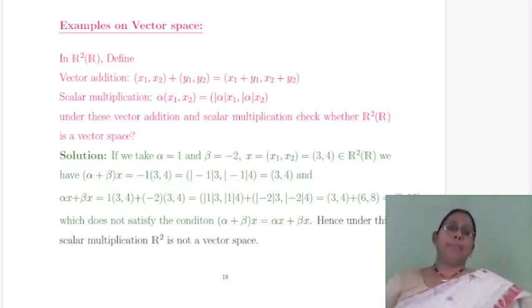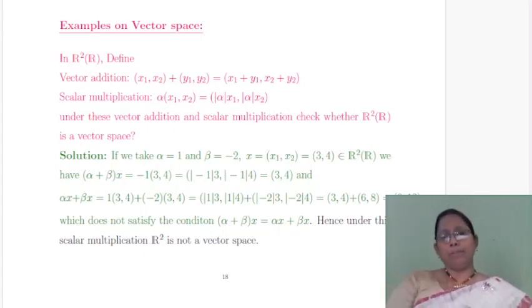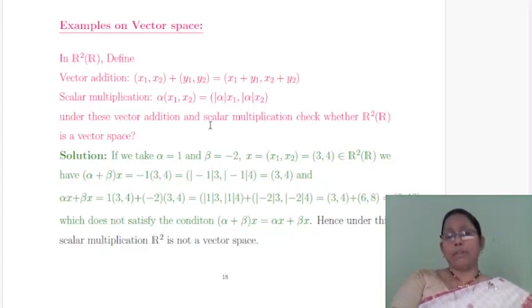Next is an example on vector space. Consider R2 over the field R. Vector addition is defined in this way and vector scalar multiplication is defined in this way. You have to check whether under this vector addition and scalar multiplication R2 over R is a vector space. For that, take alpha equal to 1 and beta equal to -2. Consider an ordered pair (3, 4) belonging to R2. Then check the value of (alpha plus beta)x.